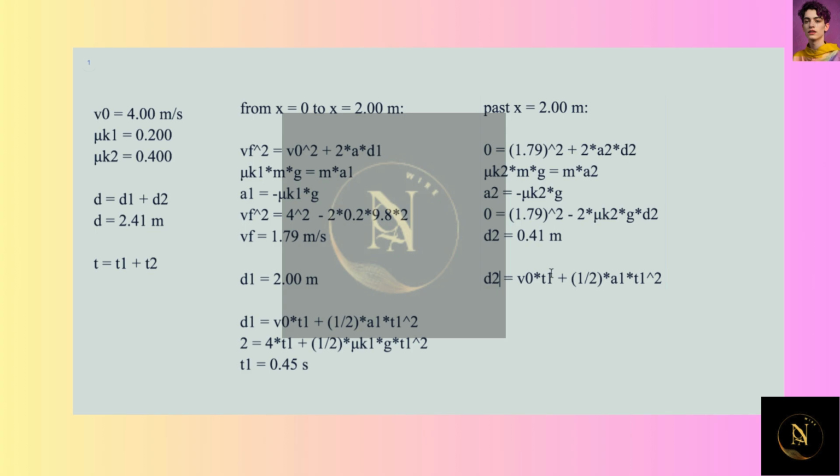And now we can do the same thing for the second time. Now we have D2, A2, and T2. Now our V0, remember, is going to be the starting velocity here, which is 1.79. So this is the important change here. D2 is 0.41. A2 is our value here, and we're solving for T2. Again, we're going to get a quadratic equation. I won't go through the actual solution, but we should get 0.19 seconds. So finally, when we go through here to get the total time, we should have 0.45 plus 0.19, and that's going to give us total time equal to 0.64 seconds.